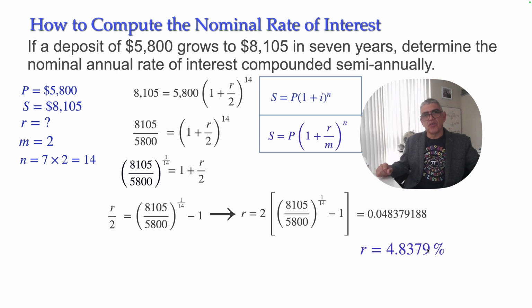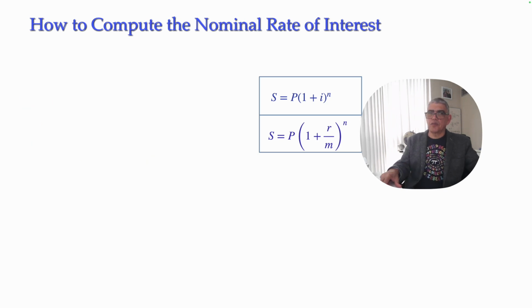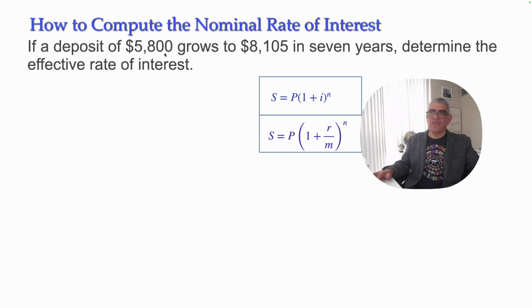And that's it. So let's do a final example in case we need to find the effective rate of interest. Imagine that we have both future value and present value, but we want to know the effective rate of interest. We know the present value, the future value, and the time, the term. And we want to compute what will be the effective rate of interest. Let's think about this problem. If a deposit of 5,800, the same, grows to 8,105 in 7 years, determine the effective rate of interest. What to do in this case? The problem is effective rate of interest.